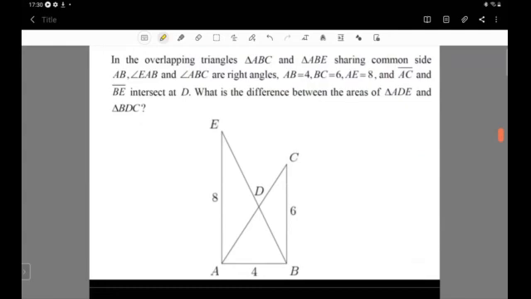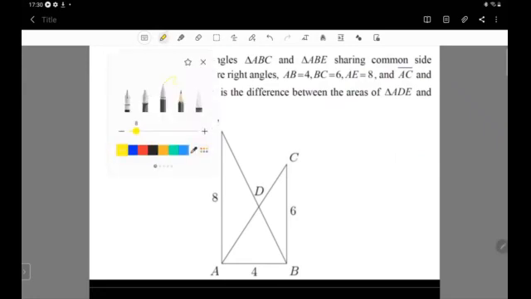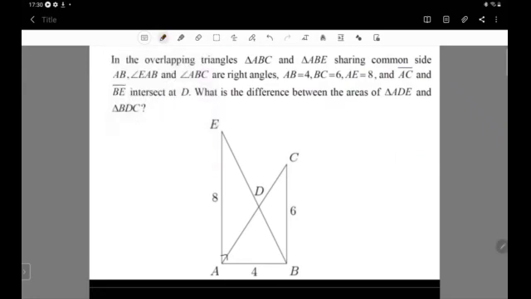We have these two triangles, ABC and ABE, which share the common side AB. Yes, we do have two right angle triangles. You can see this is a right angle, and this is also a right angle. That means AE is parallel to BC, isn't it? Then we have side lengths as shown in the diagram as well. AB is 4, BC is 6, AE is 8.